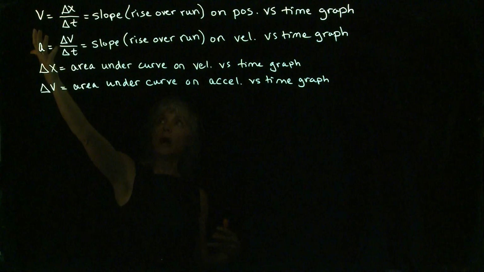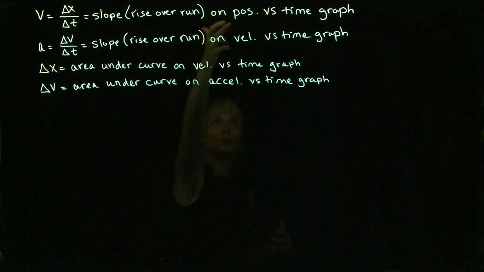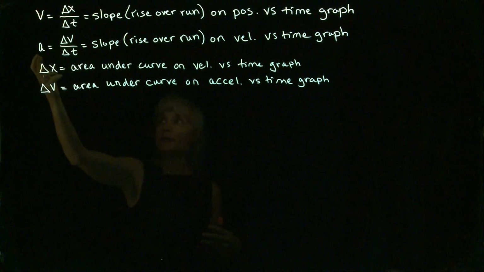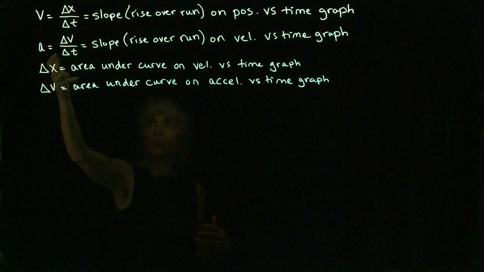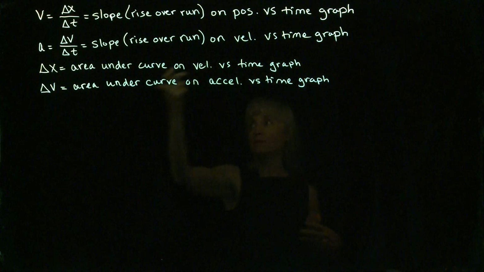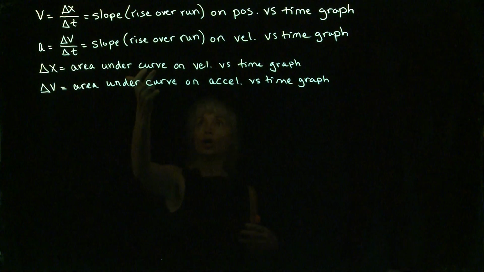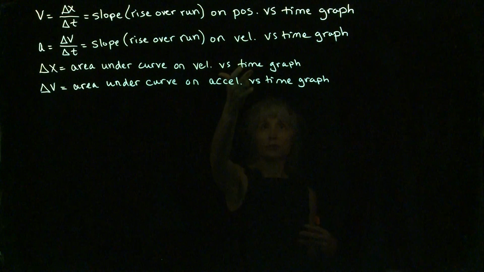So recall that the velocity is the rise over run, or the slope, on the position versus time graph. The acceleration is the rise over run, or the slope, on the velocity versus time graph. The displacement is the area under the curve on the velocity versus time graph.